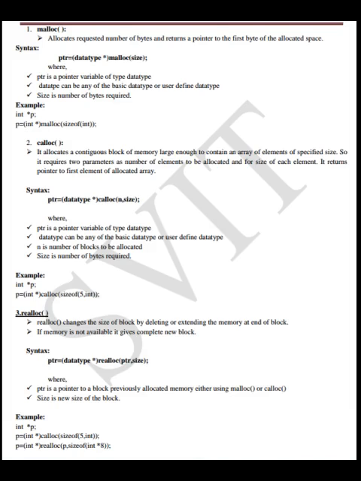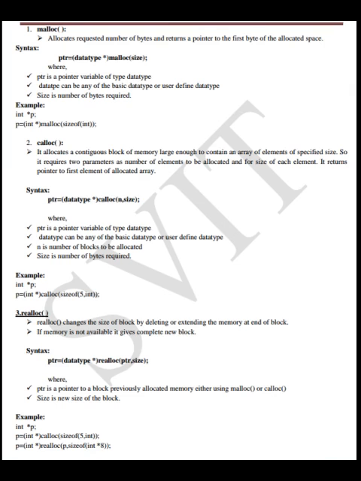Now let us discuss malloc. It allocates a requested number of bytes and returns a pointer to the first byte of the allocated space. Syntax is as shown in the figure, where ptr is a pointer variable of type data type. Data type can be any of the basic data type or user defined data type. Size is the number of bytes required. See the example.